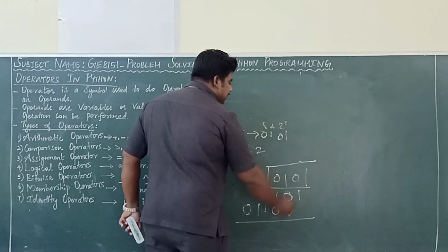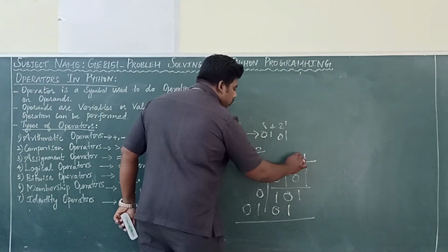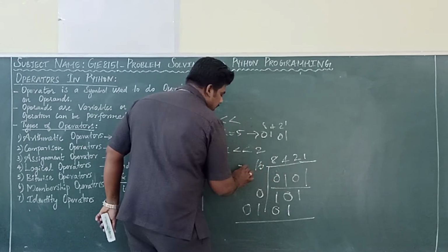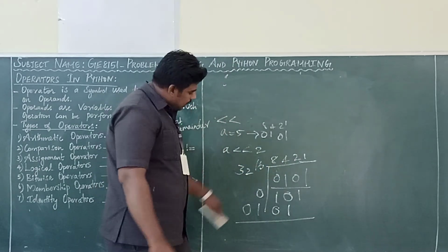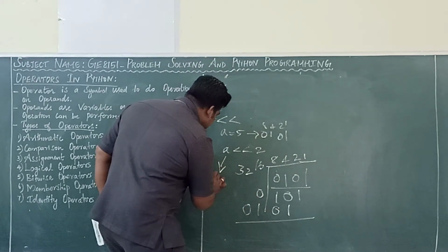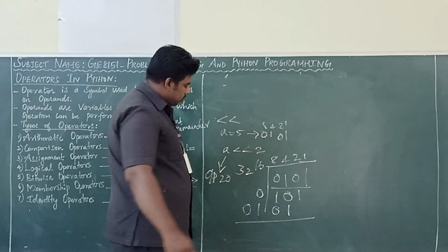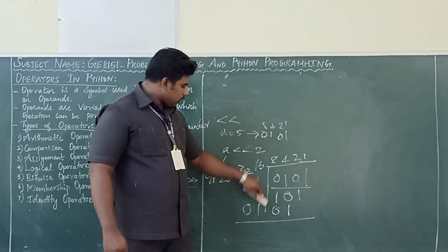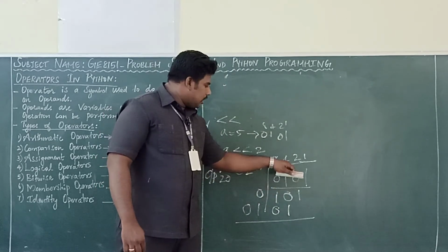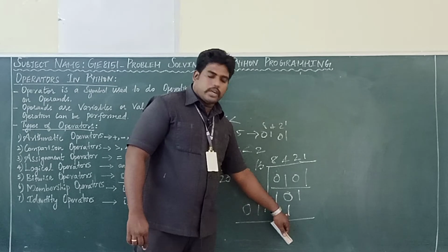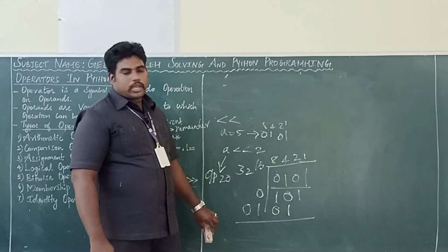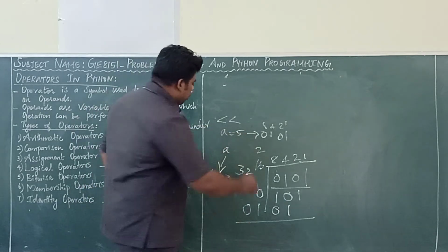Now put the representation and see. Here it is 1, 1 2s are 2, 2 2s are 4, 4 2s are 8, 16, then 32. So what's the answer here? 16 plus 4. Your output is 20. Okay? 16, then 4. What are the places you are getting 1? In the 16 you are getting 1, and in the 4 you are getting 1. So 16 plus 4, 20. Your output is 20. Okay. Similarly, right shift.